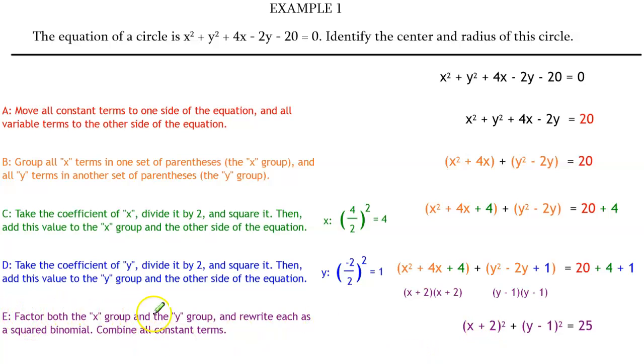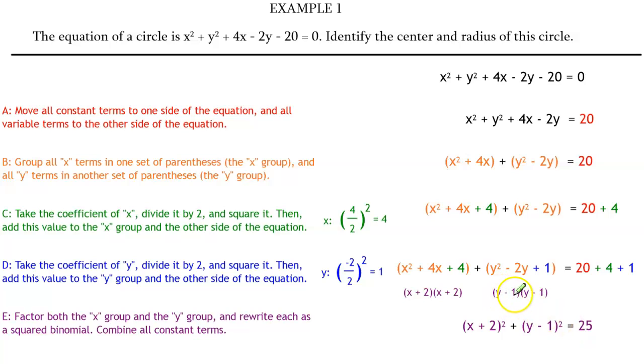Last, I'm going to factor both the x and the y group and rewrite each of them as a squared binomial. If I factor x squared plus 4x plus 4 using the AM method, I'm going to figure out what numbers add together to give me 4, multiply to give me 4, that's 2 and 2. Same thing here, what numbers add to give me negative 2 and multiply to give me 1, that's negative 1 and negative 1. What I can do now is take y minus 1, and say it's y minus 1 squared.